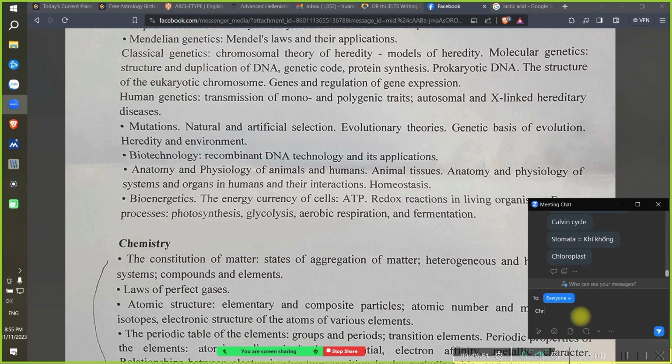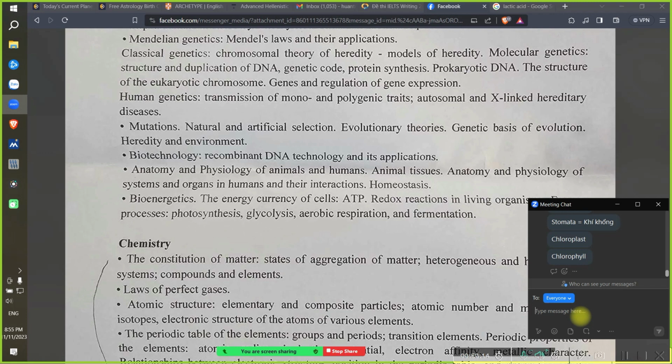Like besides chlorophyll, you have chlorophyll A, chlorophyll B, and other things. Yeah. Do I need to go deep into that? I don't think you have to. Yeah.